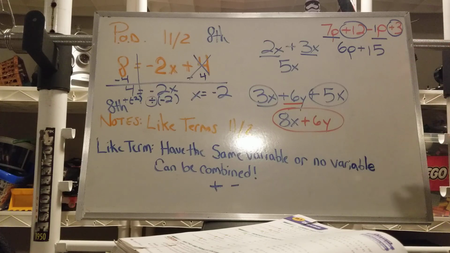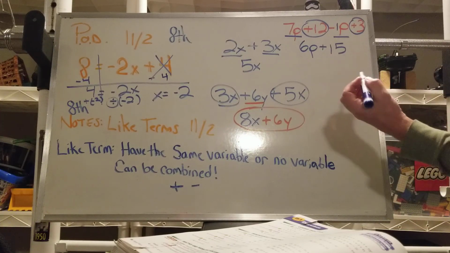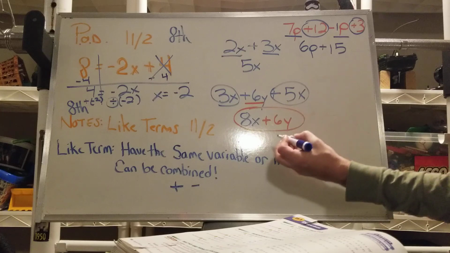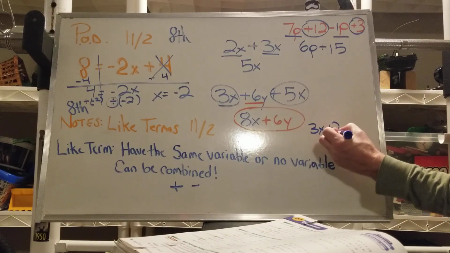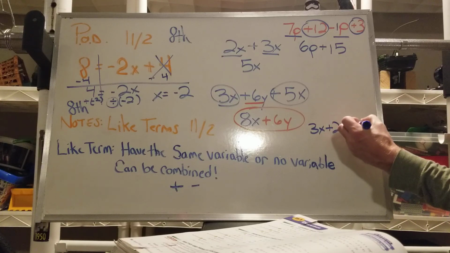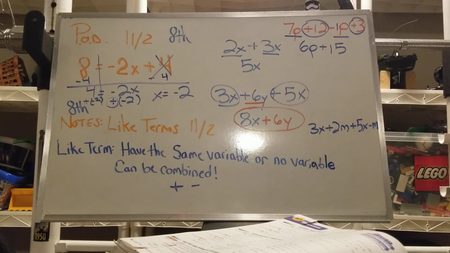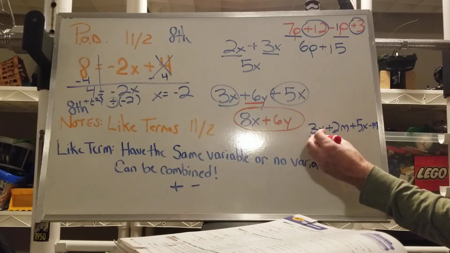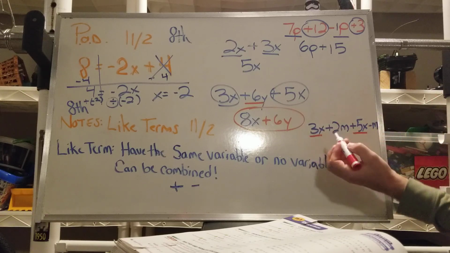We'll look at one more. I'm going to try to squeeze in one more over here. We'll say, I'll do it down here. 3x plus 2m plus 5x minus m. All right, so once again, your 3x and your 5x, those are like terms. I'm underlining them so they look the same. And they're both positive, so I just add them together.